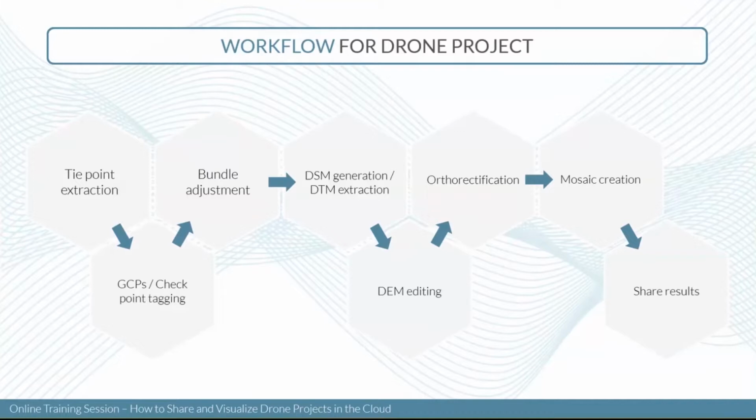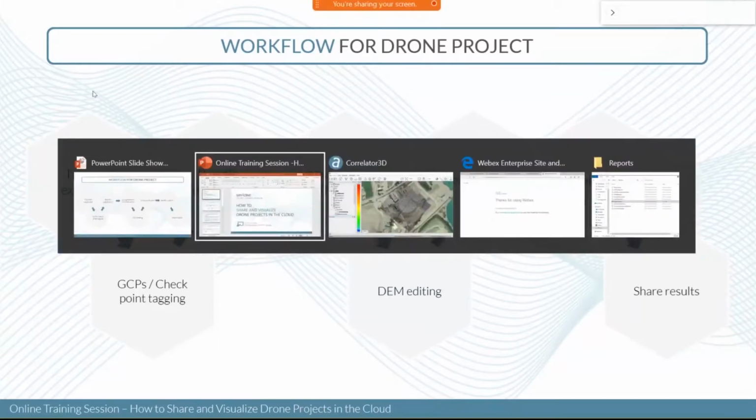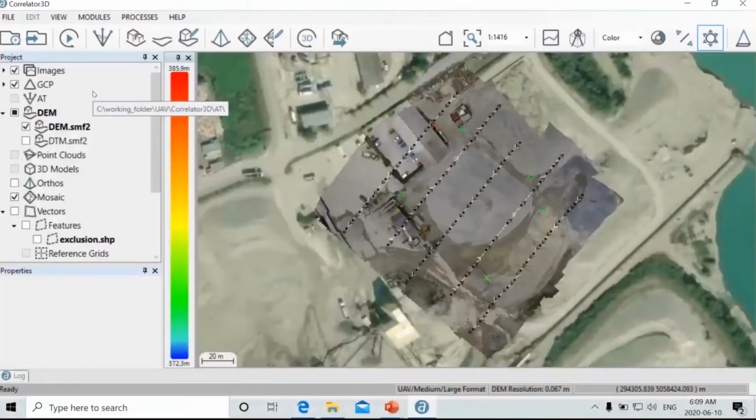So now we have seen the workflow. Let's see how it transposes within Correlator3D. So here, as you can see, you have the visual interface of Correlator3D, which is quite intuitive for a non-typical user of Correlator3D, but it's really easy to get your hands on and really quickly learn how it works.